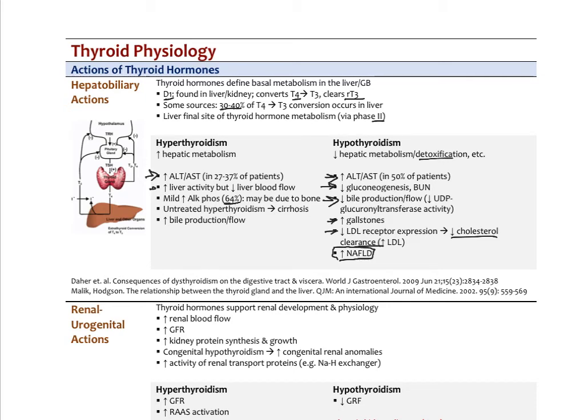We have to look, of course, consider any potential cancer, things like that. But if we've ruled all that out, that might be a sign of increased bone turnover. In untreated hyperthyroidism, we see more of an incidence of cirrhosis and then increased bile production and flow. You know, going back to this over here, this should actually be hypothyroidism. I'm sorry, I misspoke. This should be decreased ALT, AST, so on the lower side of your liver enzymes in up to half your patients because of lowered liver activity. Okay, so that is hepatobiliary actions.